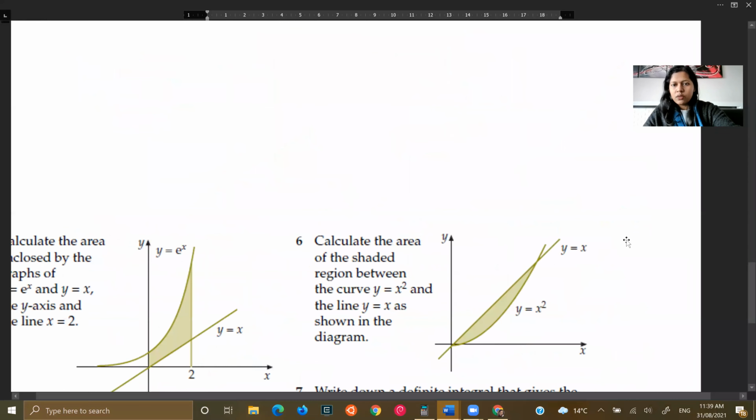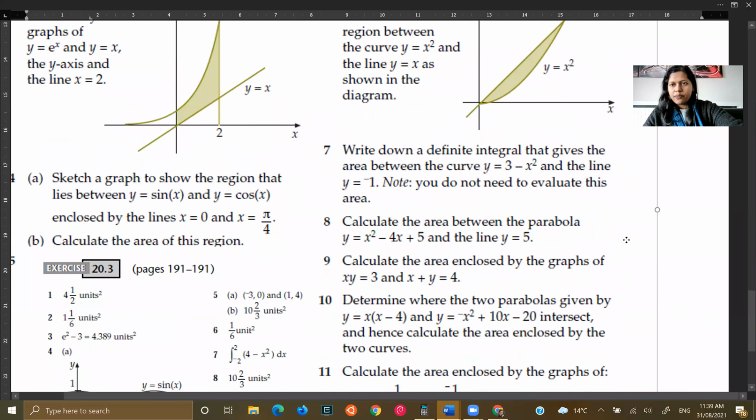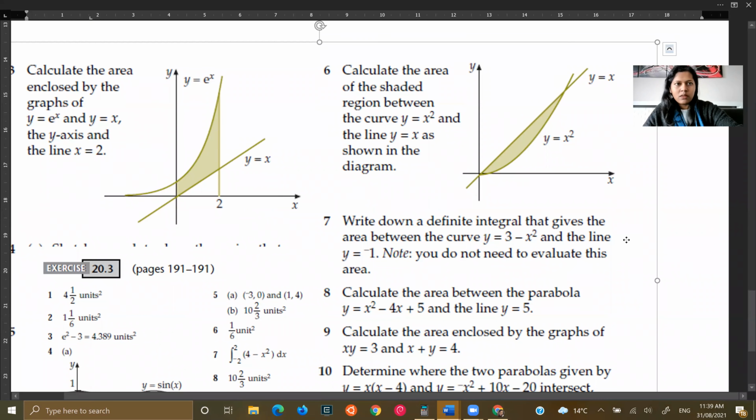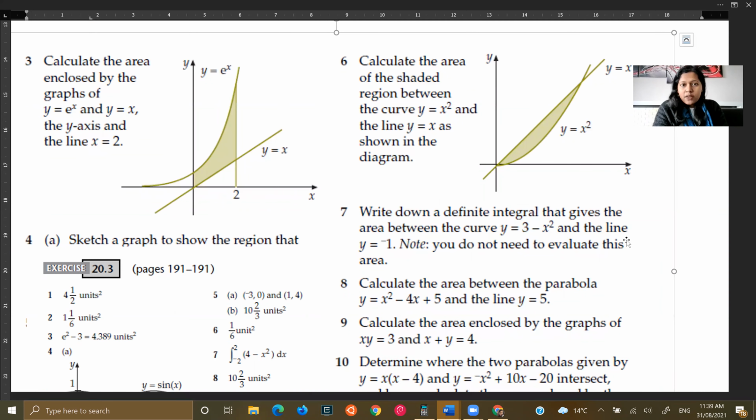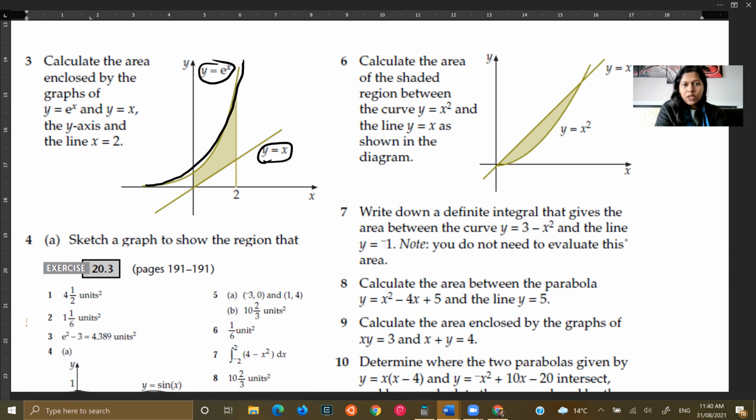Okay, so let's do this question here. We'll do question 3. First thing I need to do is figure out which is the top function. That's easy enough because they've already drawn it for me. So the top is y equals e to the x, and the bottom is y equals x. So I'm going to have e to the x minus x. They've actually given us the limits. It's not where they intersect, it's 2 and 0. So I'm going to write down 2, 0, and that's what I'm going to integrate.